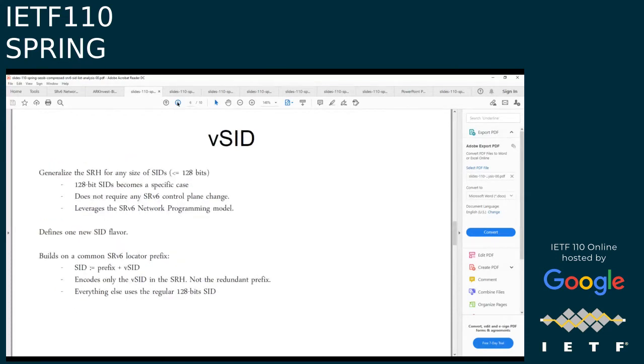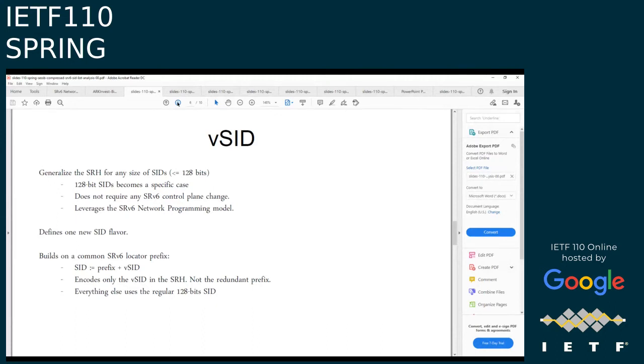Yeah, this page gives a brief introduction for VSID. I think VSID is a very interesting solution. It generates the SRH for any size of SIDs and prefix. And it builds on a common SRv6 locator prefix. One SID is a combined prefix and VSID. Encodes only the VSID in SRH.